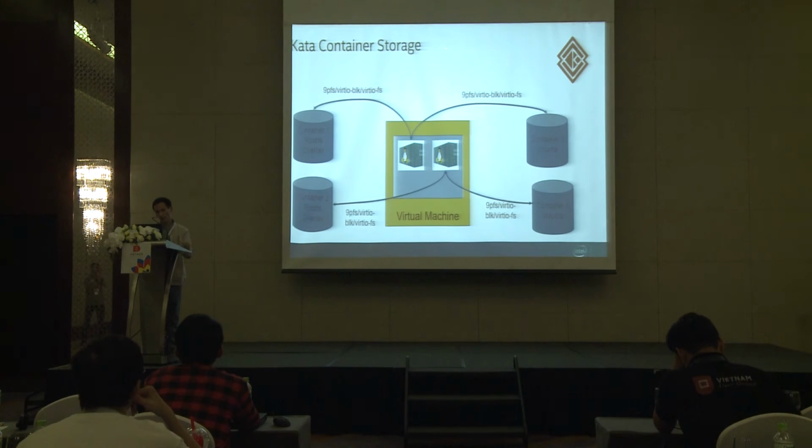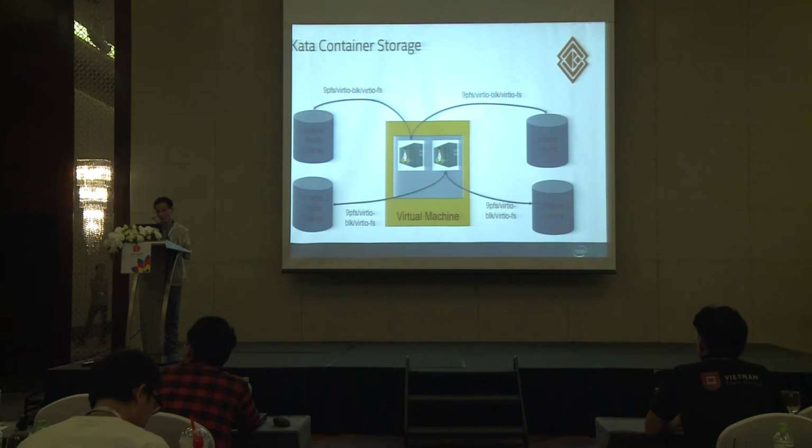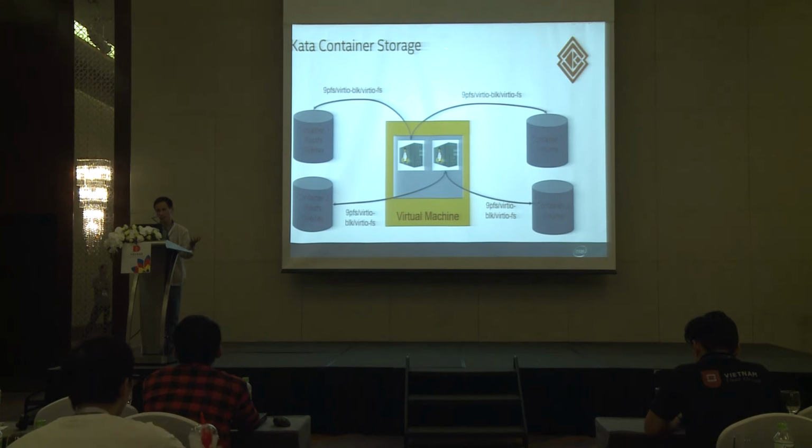And there are actually three ways in the Kata container. One is NFS. NFS is a network file system protocol. It can be used to mount a file system from the host into the guest. And another way is virtio-blk. In this way, all this storage and container image will be attached to the VM as a virtio block device.